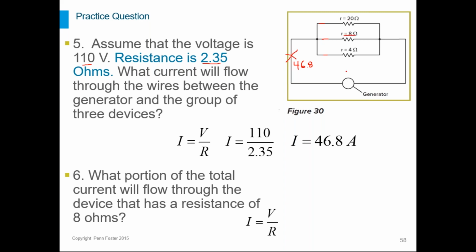Well, in general, our formula for current is current equals voltage divided by resistance. So we know our voltage is 110. And resistance, we're just talking about this device, so we're going to use this 8 ohms resistance. So 110 divided by 8 is going to give us our answer of 13.8 amps.